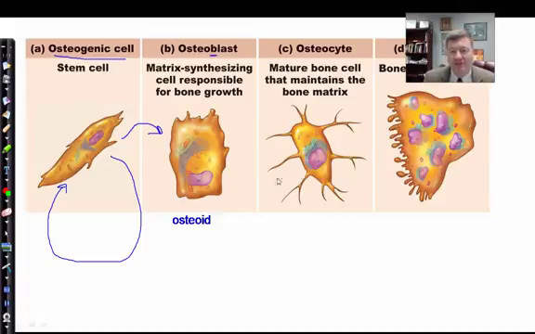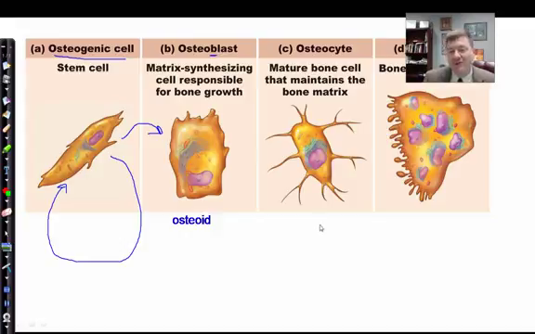Moving over to osteocytes. Some of the osteoblasts, as they're building the bone, get trapped. And they get trapped in that bone, and they mature, they differentiate into osteocytes. Osteocytes are going to be mature bone cells, osteocyte, bone cell.